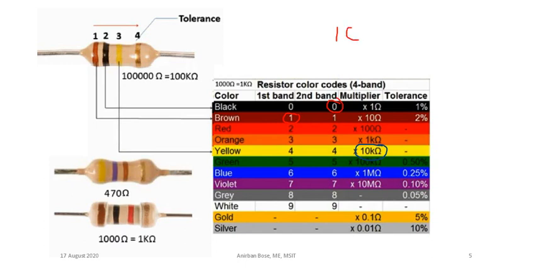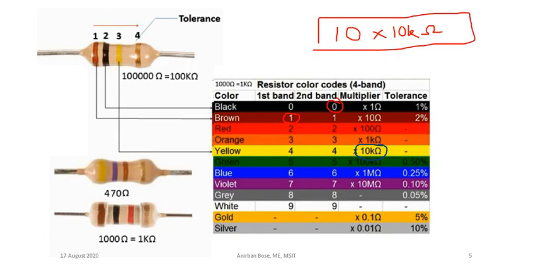Then what is the third one? That is yellow. So go to yellow, and corresponding to the third band you see this is a multiplier, 10 kilo ohm. So multiply by 10 kilo ohm. That means this resistor's magnitude is 10 into 10 kilo ohm, that means 100 kilo ohm. This is the resistance.